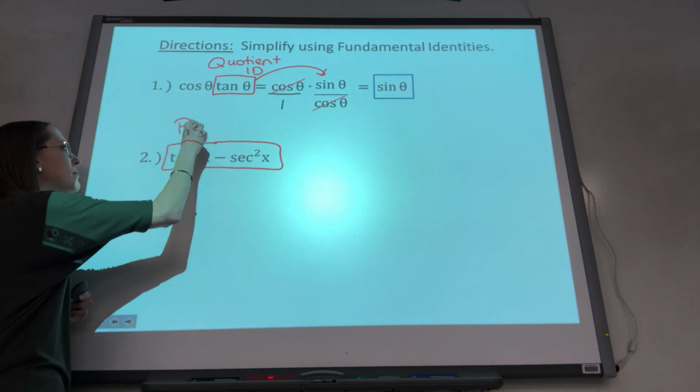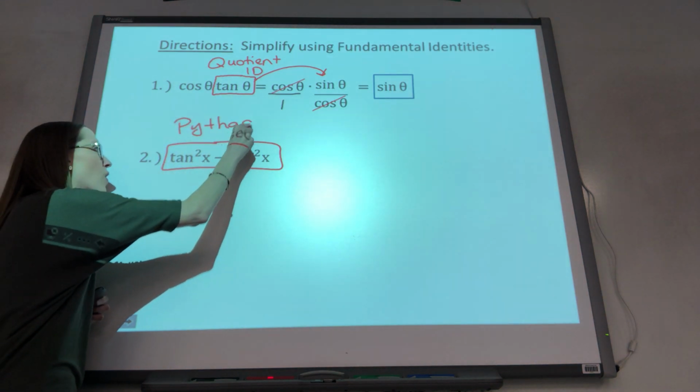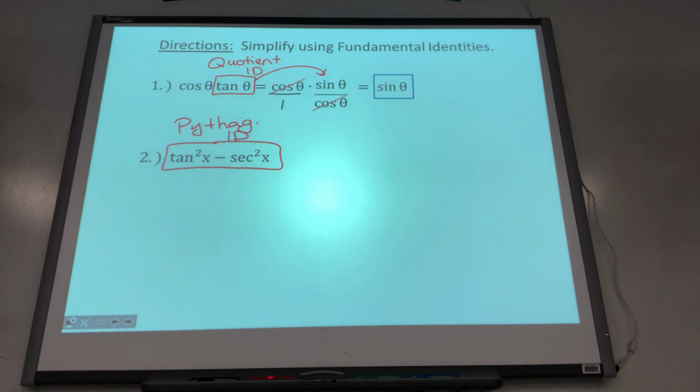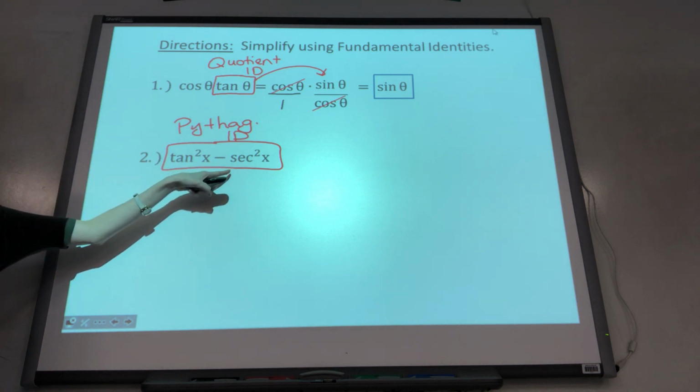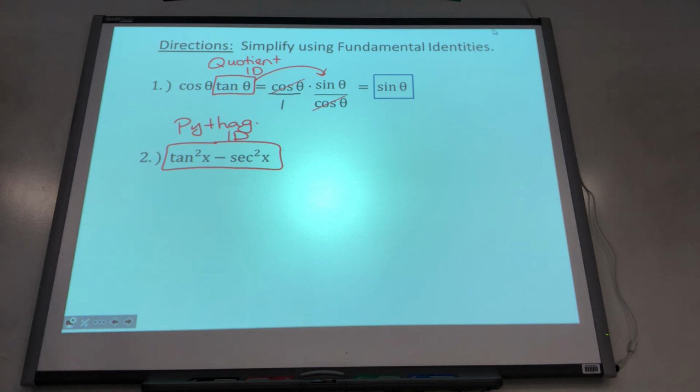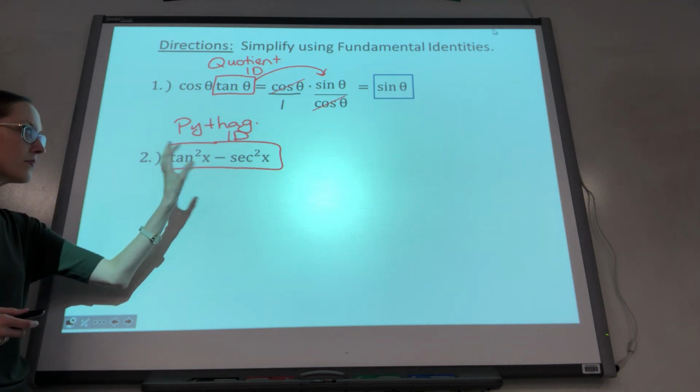Anytime I see something like that, I'm going to try and match that up to a Pythagorean identity. If you look at all of our Pythagorean identities, all of the trig functions are squared, and they all involve either a minus sign or a plus sign. And so that, again, is just kind of something you want to get used to, things that you want to look for.